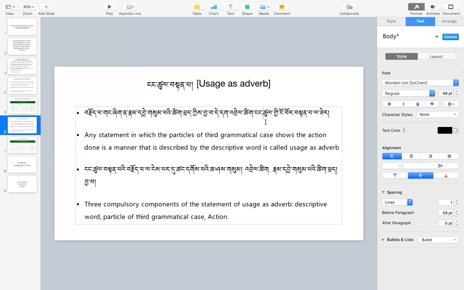And then the action. So we understand that this statement is of the third grammatical case because of the particle that we're using. Upon that, the second criterion is that not only should it have a particle of third grammatical case, it should also show that an action was done in a particular manner described by the descriptive word stated in that statement. If both of these requirements are not met, then that statement is not considered to be a statement of the third grammatical case, usage as adverb.